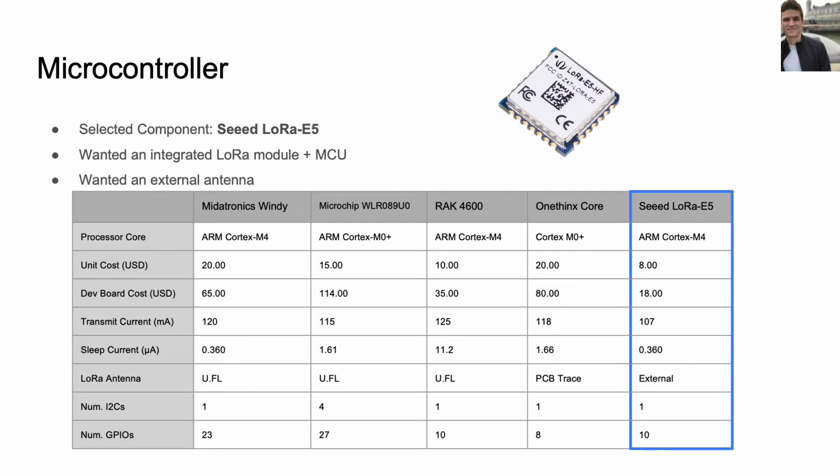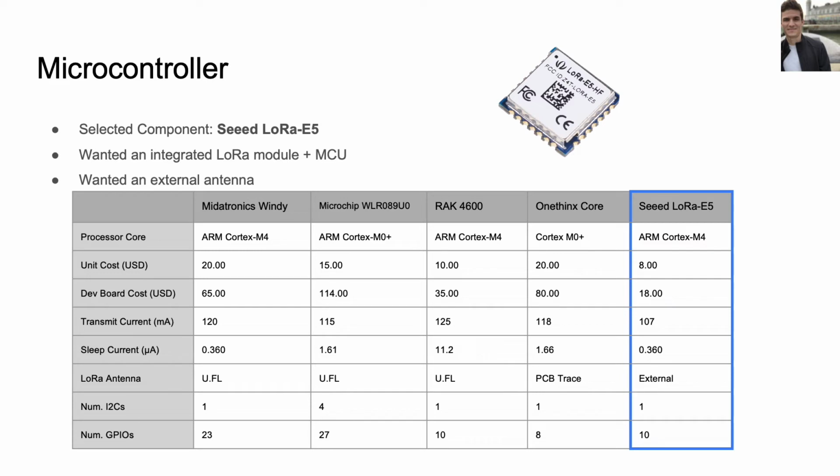The microcontroller was one of the first components that we chose for our project. Our group determined that we wanted a modular chip to both contain a microcontroller and a LoRa module. Therefore, we settled on looking at LoRa modules as we wanted to avoid a second IC for the LoRa transceiver. After looking at a variety of options, we narrowed our decision down to 5 modules: the Miromico Windy, the Microchip RAK 4600, the OneThinks Core, and the Seeed LoRa E5.